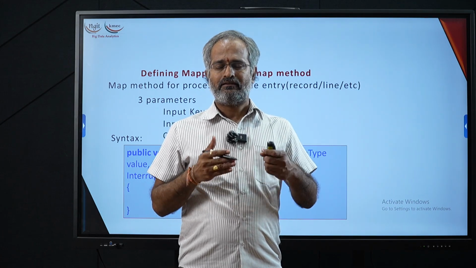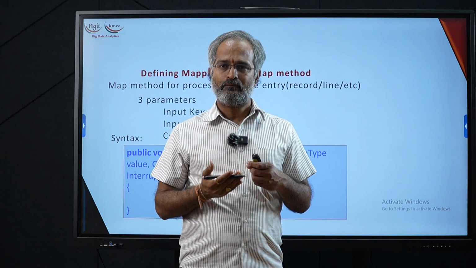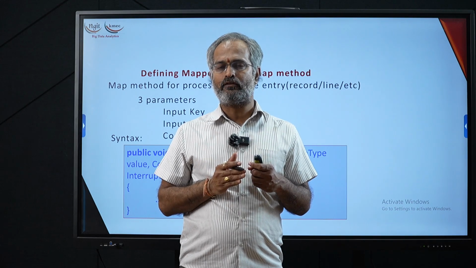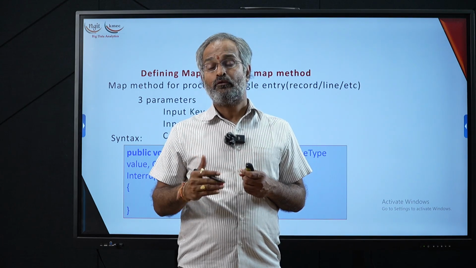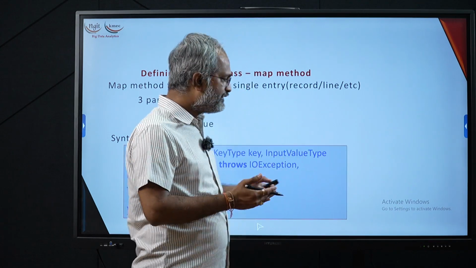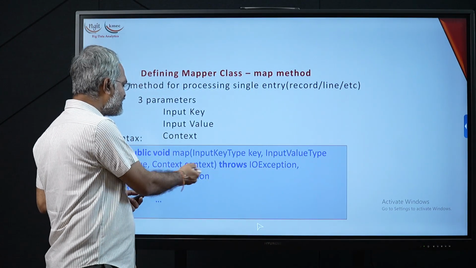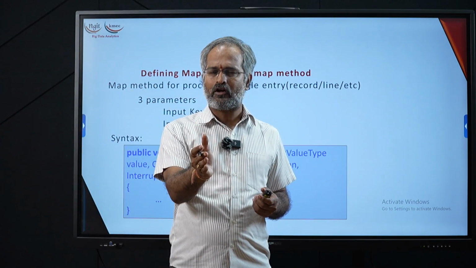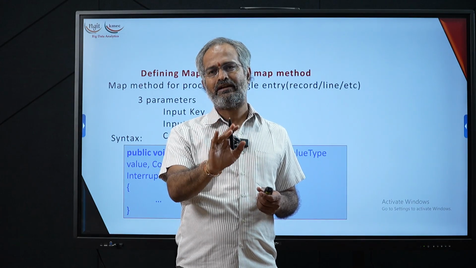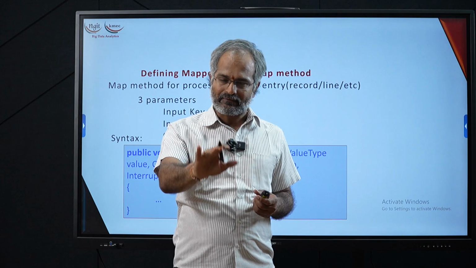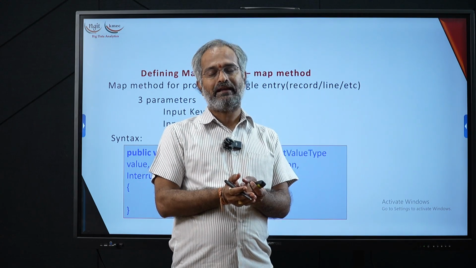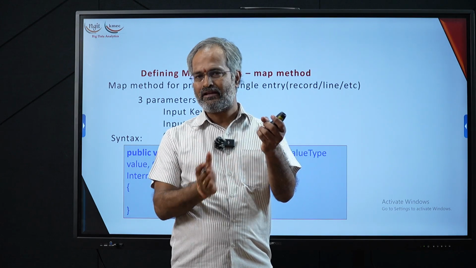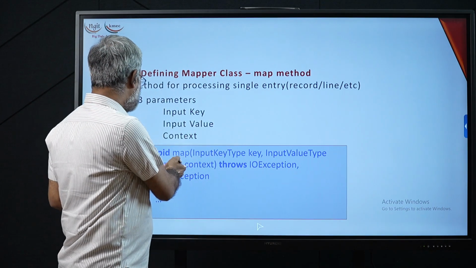Context means it is a common area where the map method can write the output. The map method will be called a number of times, so output will be generated that many times. Those outputs have to be written somewhere, so they provide one common area, that is the context. Whatever number of calls of the map method, all of them will write the output onto the context only. The map method can be called 100 times, but every time the output will be appended to the context. So that is a context.